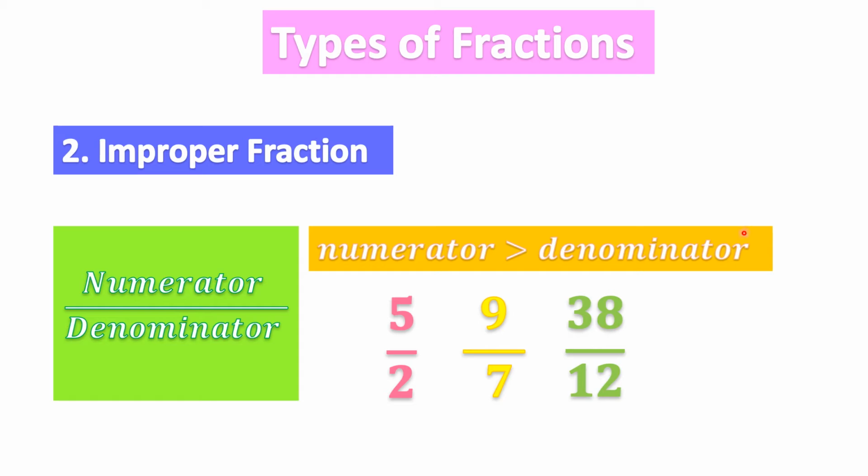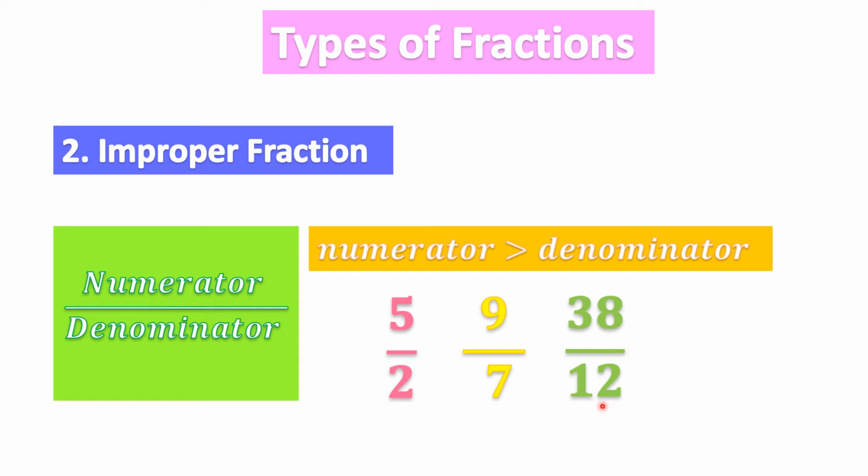So let's look at some examples. 5 by 2. You can see that 5 is greater than 2. So numerator is greater than the denominator, so it is an improper fraction, right? Now another improper fraction, 9 by 7. Can you see this? This is another improper fraction where the numerator is greater than the denominator. So definitely this is also an improper fraction, right?